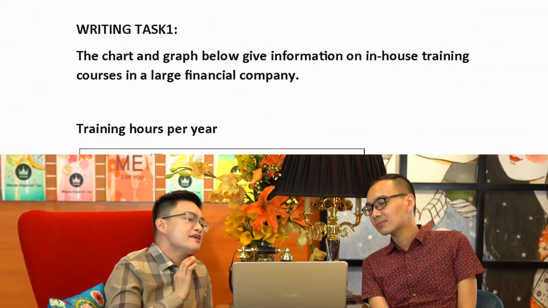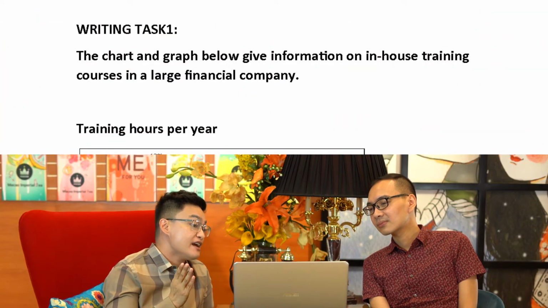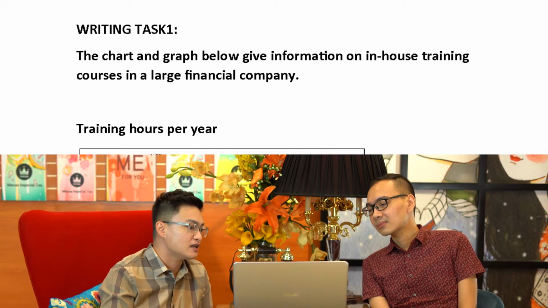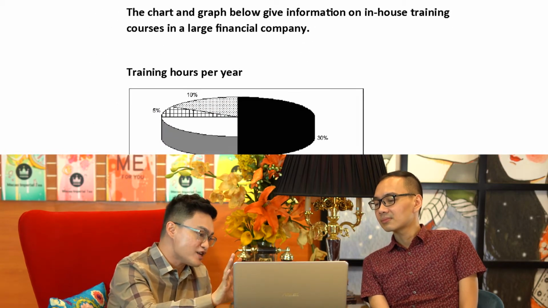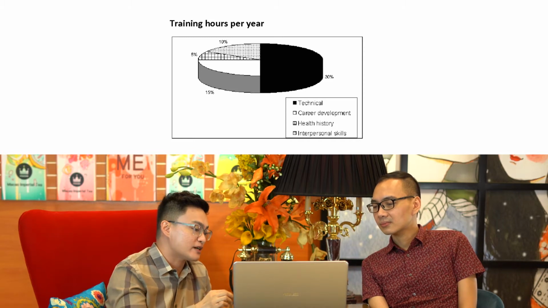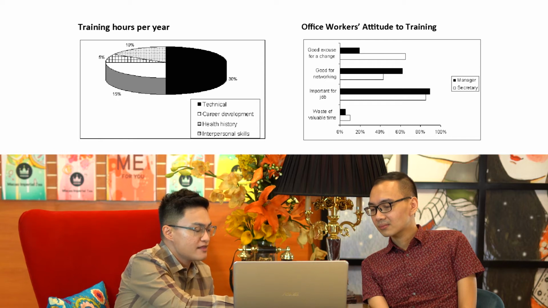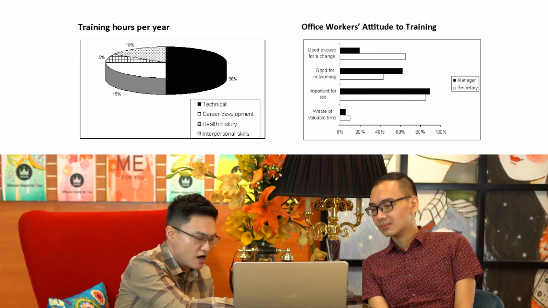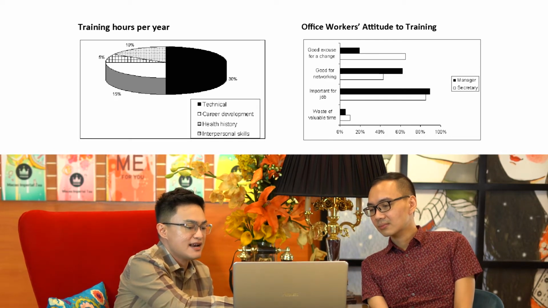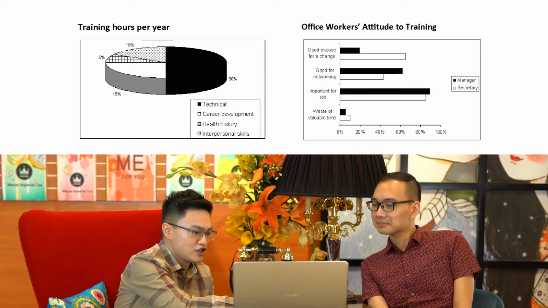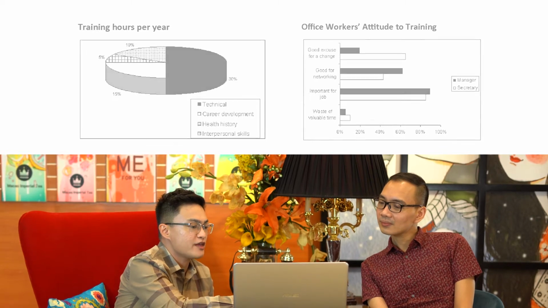Okay, so without further ado, let's take a look at the task description right here. The chart and graph below give information on in-house training courses in a large financial company. So there is a pie chart reflecting training hours per year, and then there is a bar graph showing the attitude towards training of office workers, managers, and secretaries. So let's begin with the introduction. Okay, Sir Pheelyp, will you please do the honor?